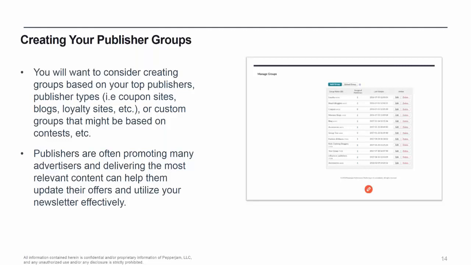And since publishers are often promoting a lot of programs or different advertisers, being sure that you're delivering that types of content for them to have can make them have that info and be able to utilize it more efficiently.